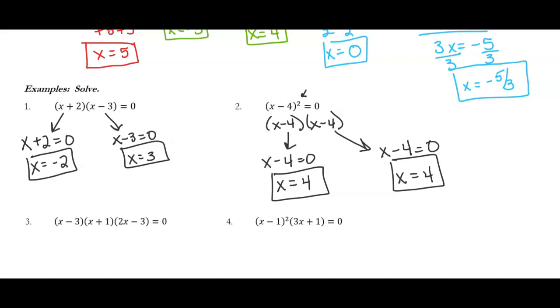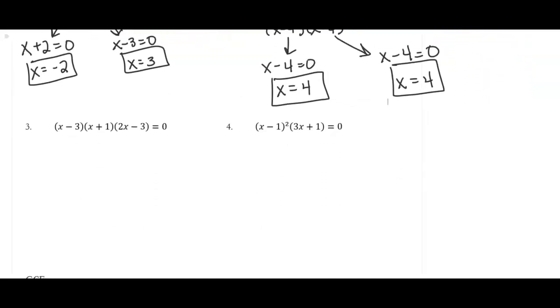All right, this one, number 3, you should have gotten 3 answers because there's 3 x's. And so here, x minus 3 is 0. So x is 3. This one we'll do down here. X plus 1 is 0. So x is negative 1.